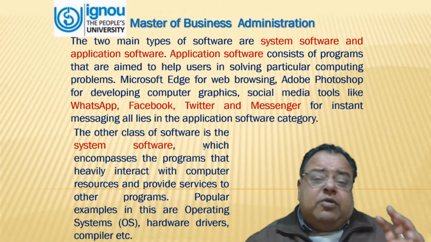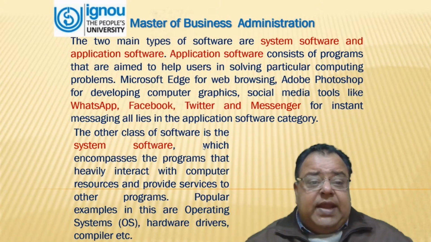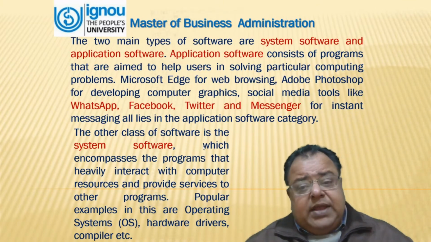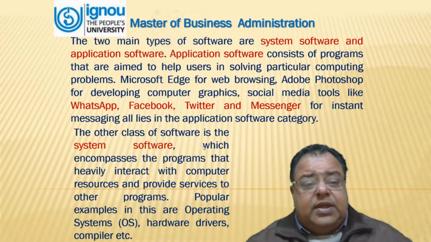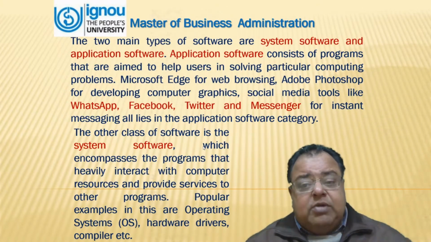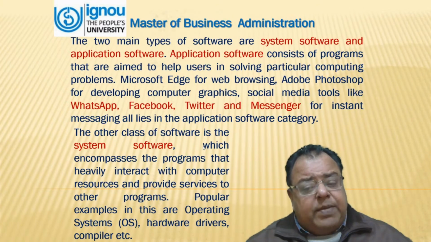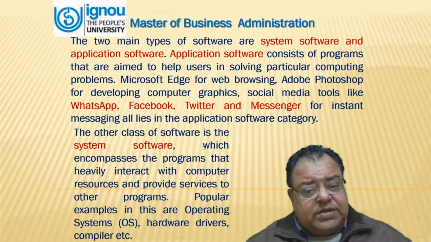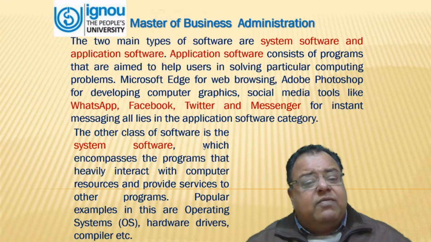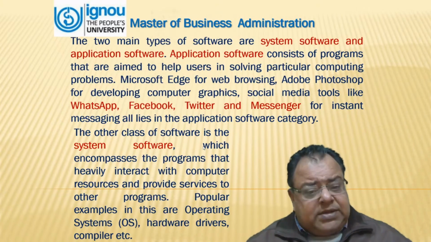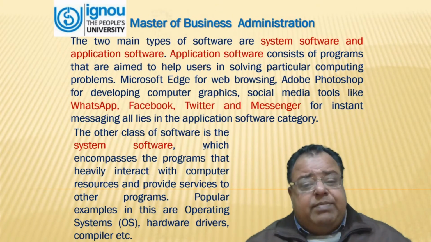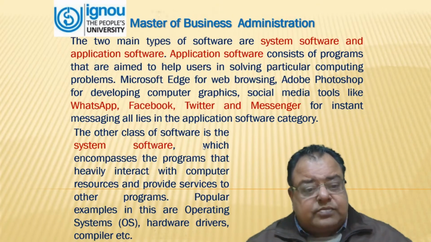The two main types of software are system software and application software. Application software consists of programs that are aimed to help users in solving particular computing problems. Microsoft Edge for web browsing, Adobe Photoshop for developing computer graphics, and social media tools like WhatsApp, Facebook, Twitter, and messengers for instant messaging all lie in the application software category.